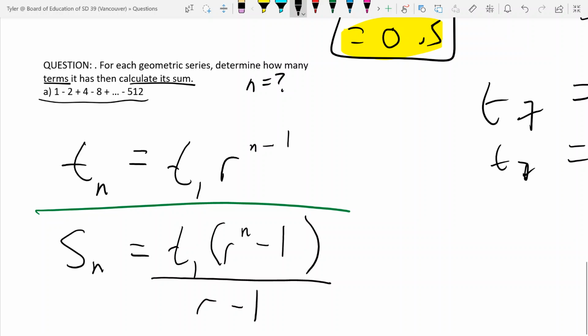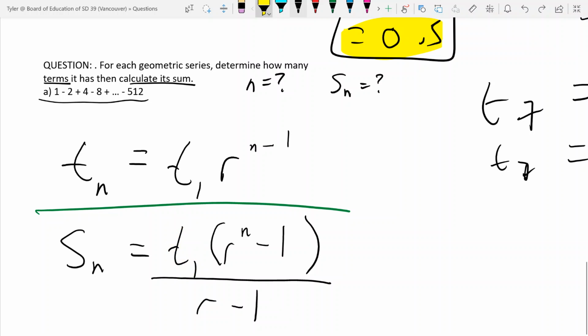And it says, calculate the sum. So we want to know Sn is equal to whatever. Most students are going to say, okay, I want the sum, let's do this pattern. The only problem is when I look at this one, I don't have Sn. I have T1. I can figure out R pretty easily, but I don't have N. So that means I'm missing 2 numbers, so I can't actually do this formula yet.